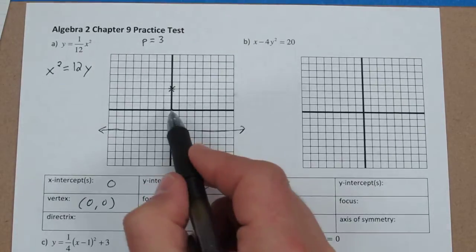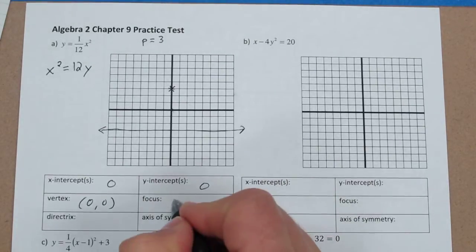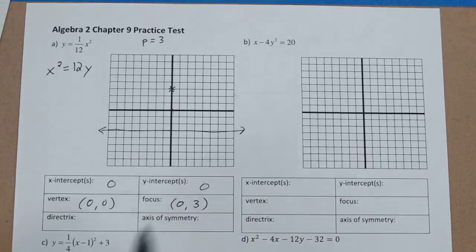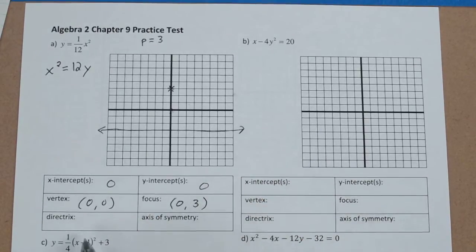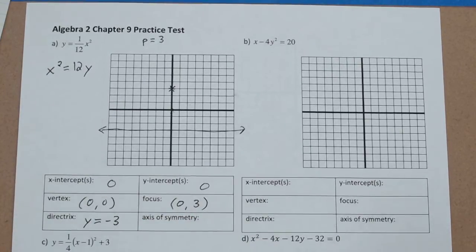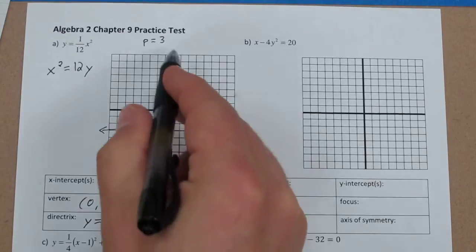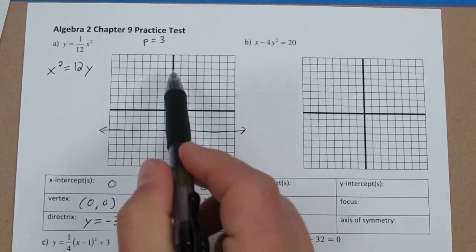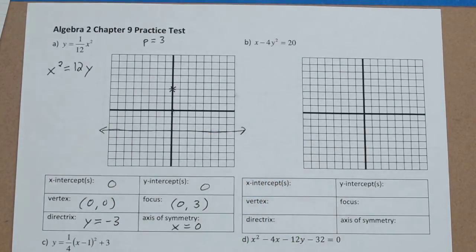So our focus, from 0, 0, we went up 3 units, so we just add 3 to the y-coordinate of the vertex. And to get our directrix, we went down 3 units. So our directrix would be y equals -3. Our axis of symmetry is actually going to be the y-axis here, so x equals 0, right down the middle. So the only thing we're missing at this point is our actual parabola.